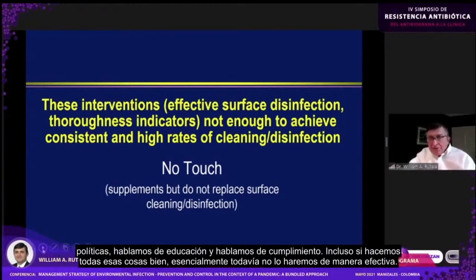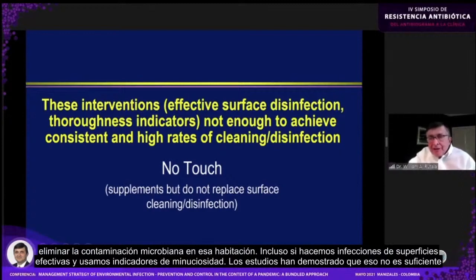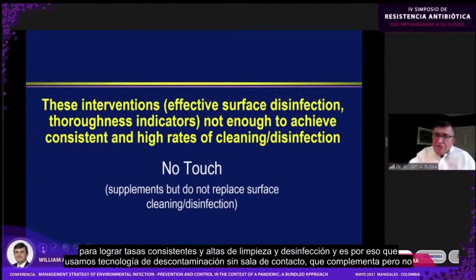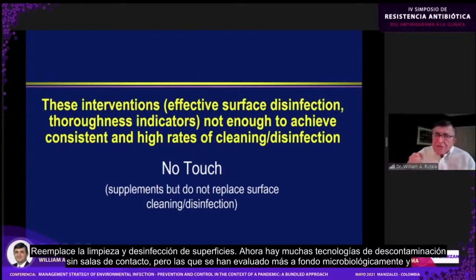As far as what we have said so far, we've talked about products, we've talked about policies, we've talked about education, and we talked about compliance. Even if we do all of those things well, essentially we are still not going to effectively eliminate microbial contamination in that room. Even if we do effective surface disinfection and use thoroughness indicators, studies have shown that's not enough to achieve consistent and high rates of cleaning and disinfection. And that's why we use no-touch room decontamination technology, which supplements but does not replace surface cleaning and disinfecting.